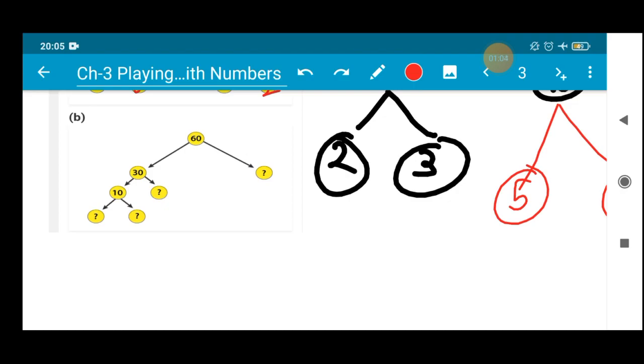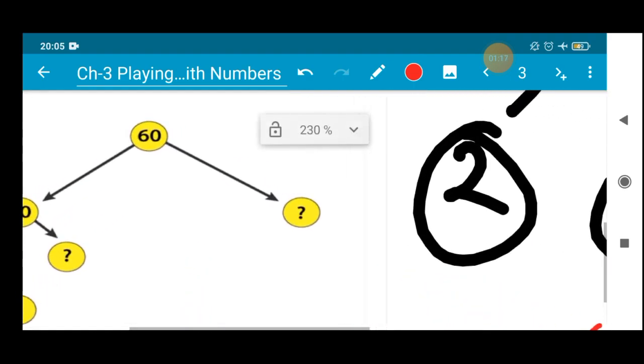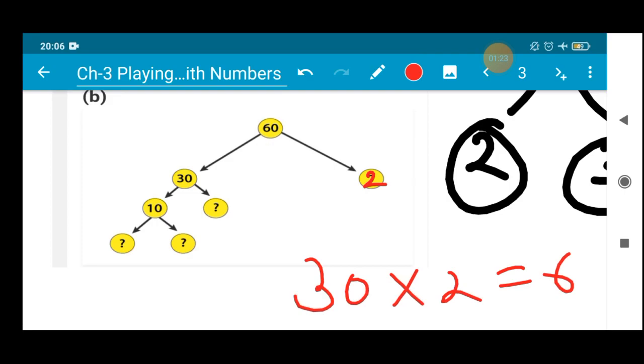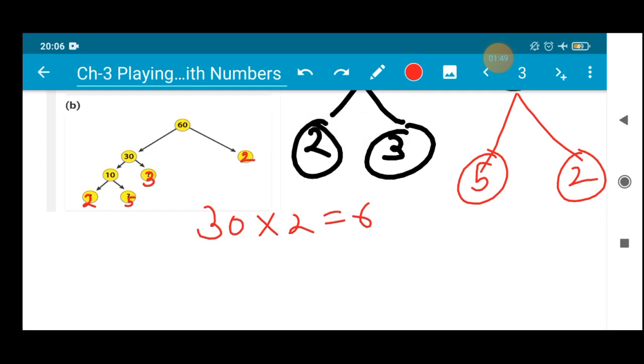So 60 is divided now by 30. The first number is 30, and by multiplying with which number will you get 60? 30 into 2 is 60, right? So here it will be filled by 2. Now next, 10, by multiplying with which number will you get 30? 10 3s are 30, right? And you can easily see that you can get that 2 into 5. You cannot write 10 into 1, because we have to break the number. We have to break the 10 into its 2 factors. That's why it is written as 2 into 5. Right, students? So I hope you have understood this. So this is the factor tree for you all.